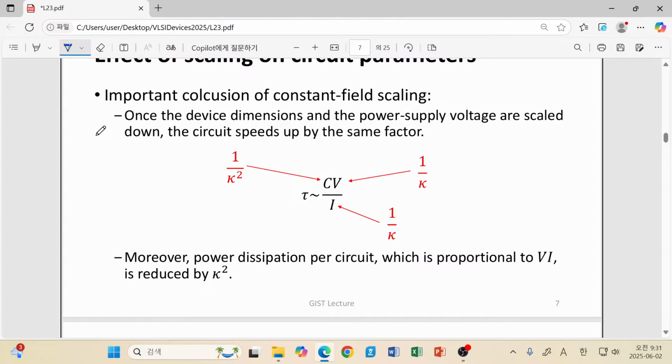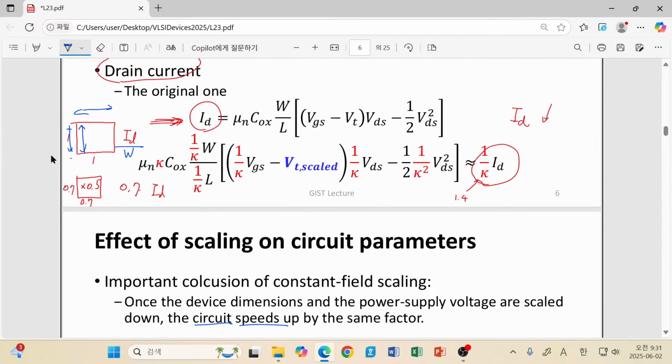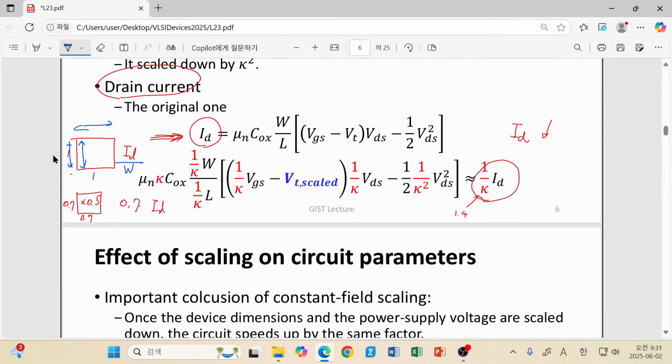So simply speaking, we can think about the delay of our system. Then yes, circuit speed. Please think about the main motivation of this scaling. Why did we want to do this kind of scaling, starting from this one-by-one technology?